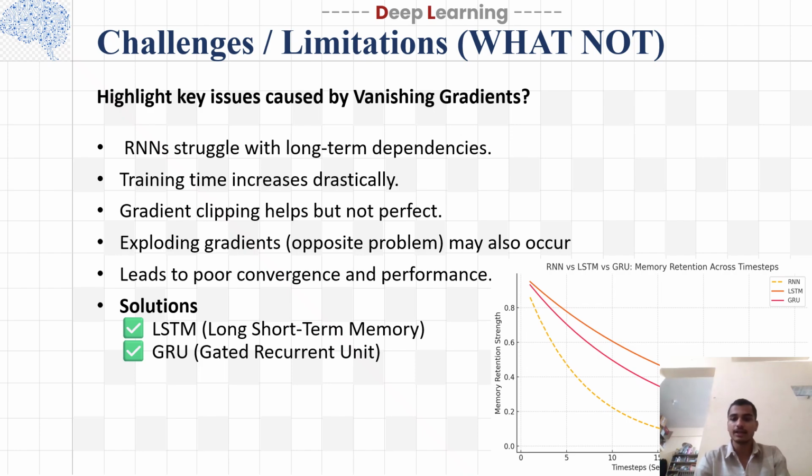Thankfully, improved architectures were developed: LSTM, long short-term memory, and GRU, gated recurrent unit. Both use gating mechanisms that help preserve gradients and remember information over a long sequence.